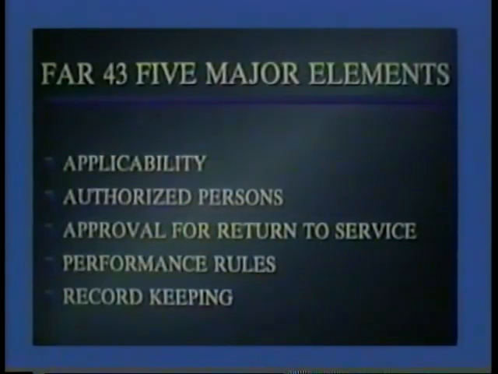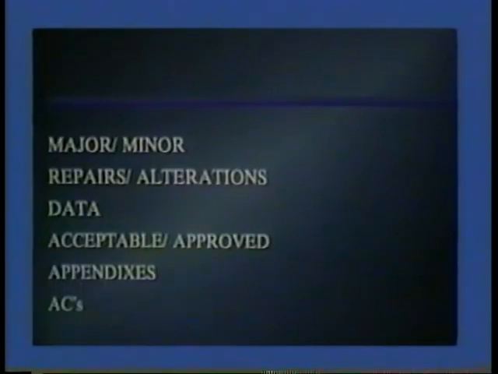In this segment, we've covered the five major elements of FAR 43: applicability, authorized persons, approval for return to service, record keeping, and performance rules. We also covered the definitions of major and minor, repairs and alterations, data, the differences between acceptable data and approved data, FAR 43 appendices, and those advisory circulars that help you comply with FAR Part 43.